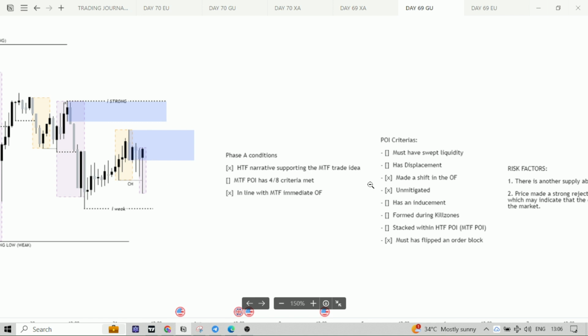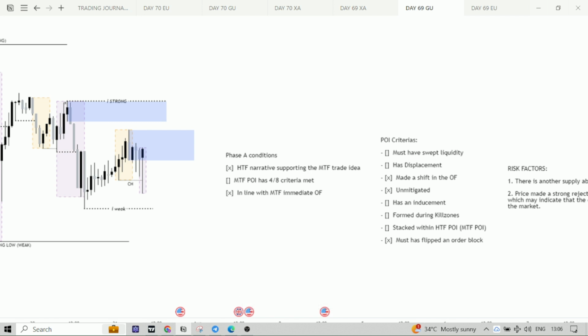It made an order flow shift and it is not unmitigated actually. So this box is not there. So one, two, it does not have any inducements and it's not formed in the kill zones. So yeah, it has fit an order block. So this is the order block here, and price has reacted from it and then pushed up, and then boom, it took out this demand zone.